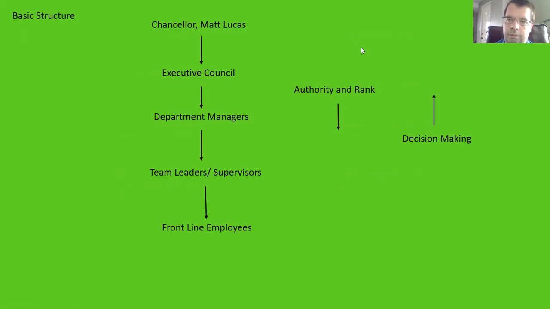All right, so looking at authority and power. So the official ladder is Dr. Lucas, followed by executive council members, department managers, team leaders or supervisors, and then the frontline employees. The further down you go, the less explicit power you have. What is explicit power? Explicit power is power that is granted to you because of your title, your position, your role, and it is well defined, well known, and well documented.